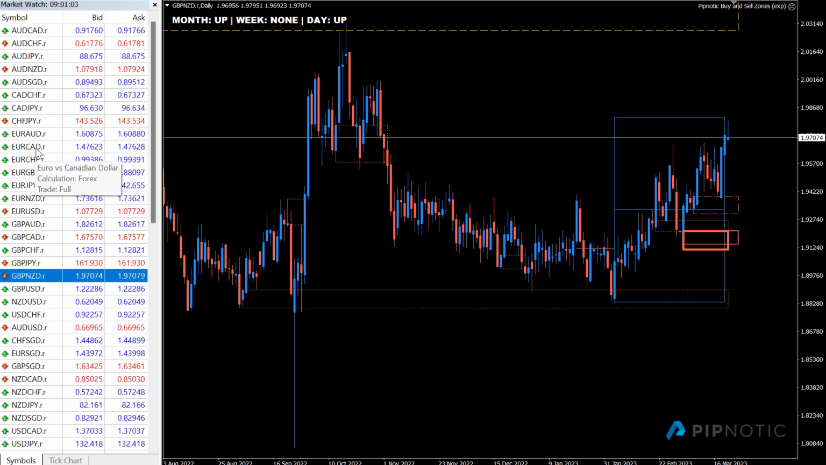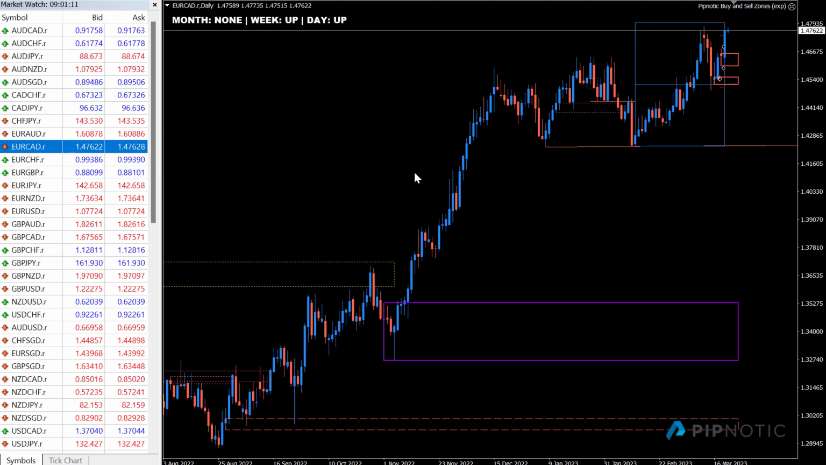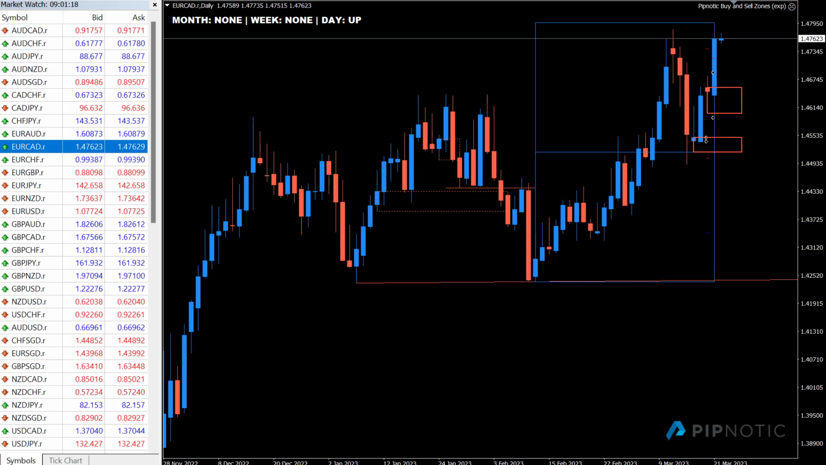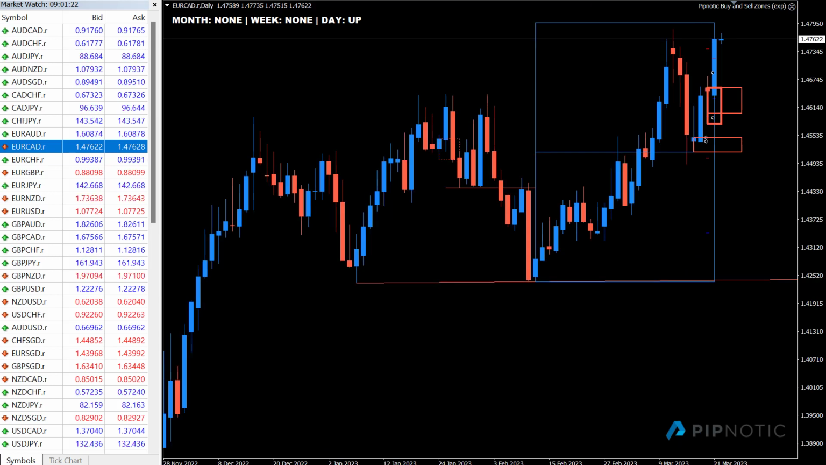If we have a look at one more pair, I'm going to do a short video today. This is the Euro Canadian dollar. This is just an example. So you want to look for these areas where price tried to move beyond. So we have these highs here. We have a storm coming, so I might have to cut this short. But we had some highs here.